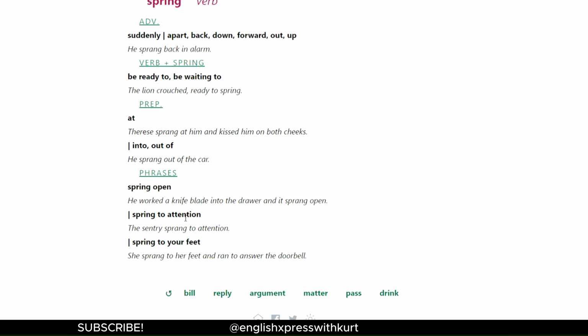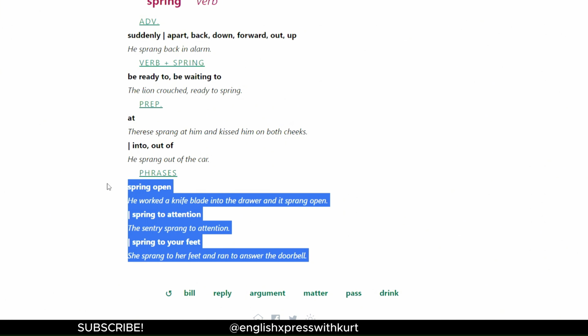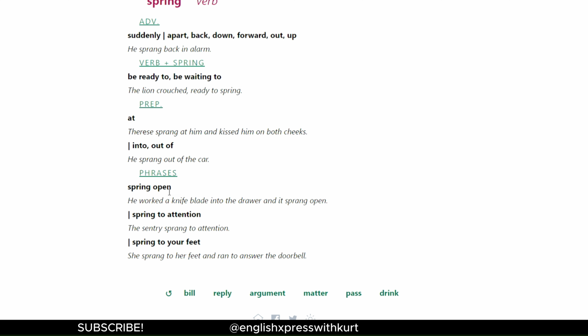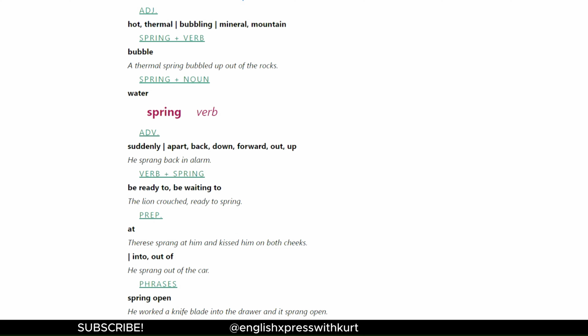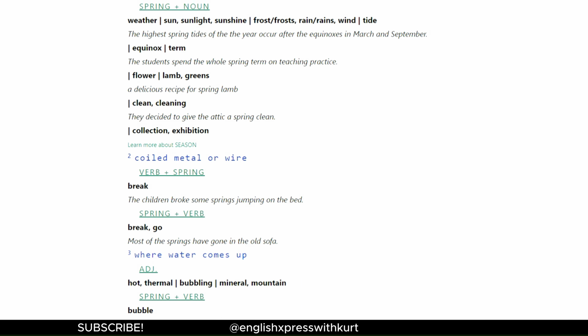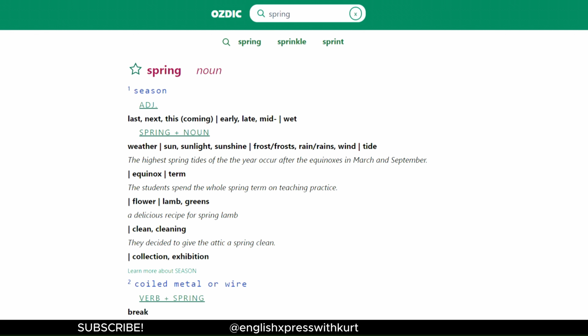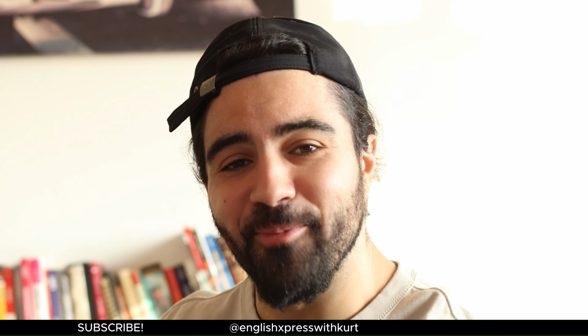And the part that's interesting for us, the phrases, right? These are the collocations: to spring open, spring to attention, spring to your feet. These, coupled with the examples I got before, you will have a very, very good arsenal of vocabulary, and automatically your communication is gonna improve a lot. And so will your confidence. That's amazing! Thank you very much, buddy.